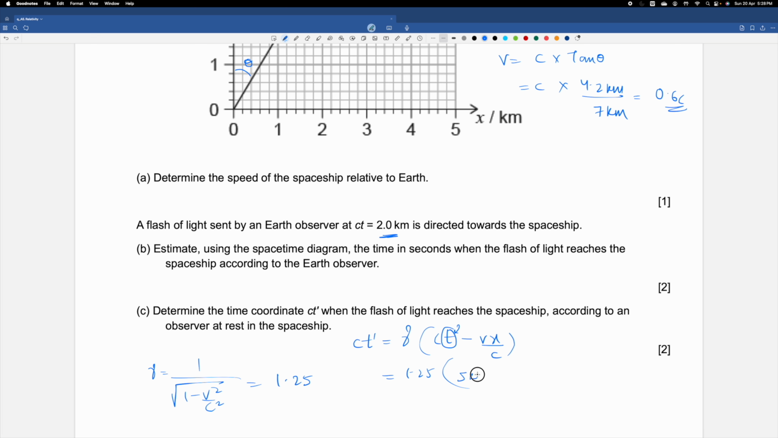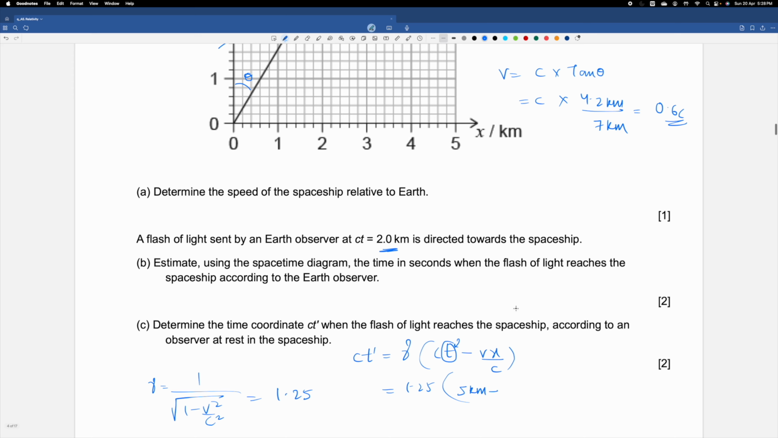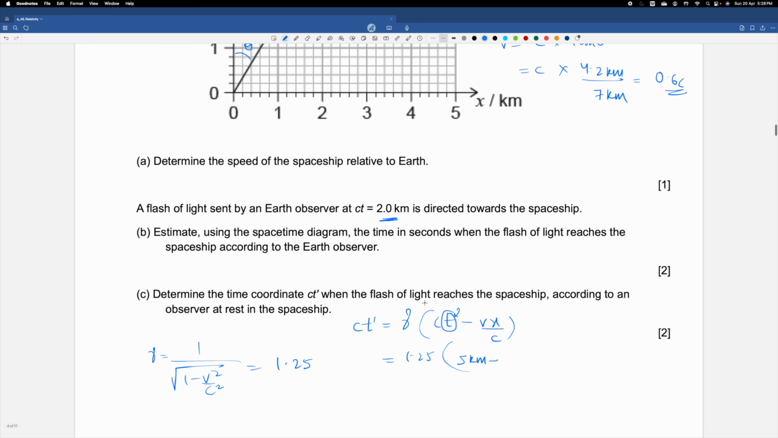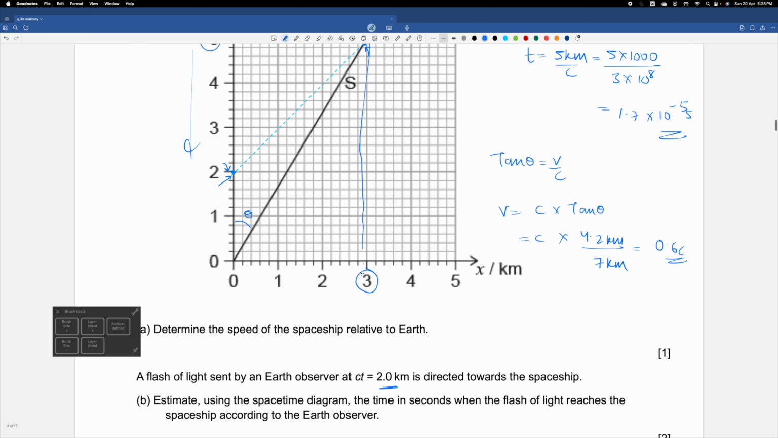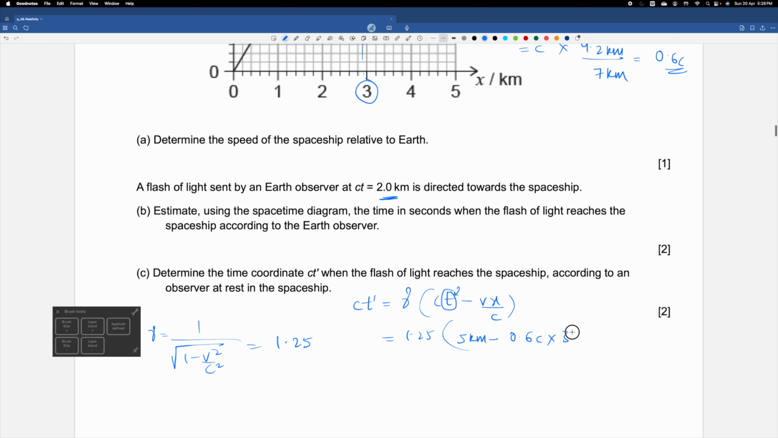So that's 5 kilometers minus V, the speed of the spacecraft, which was calculated as 0.6 c in the first part, times the distance. From the graph, we know it traveled a distance of 3 kilometers in the Earth frame. So that's 3 kilometers divided by the value of C. The C gets cancelled, and if you simplify this, the value of CT prime will be 4 kilometers.